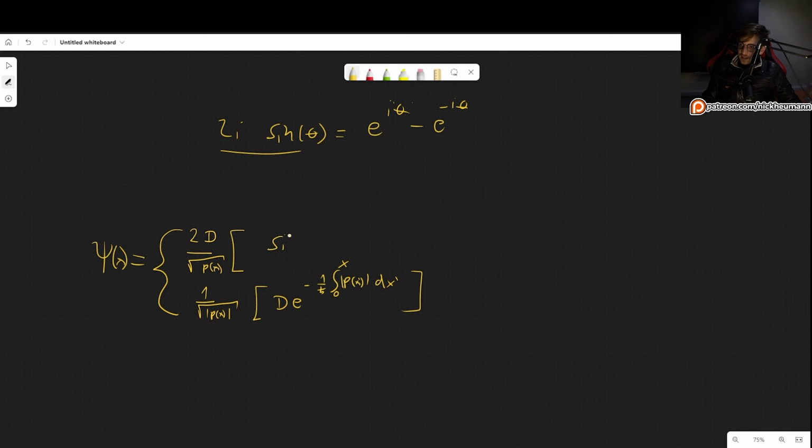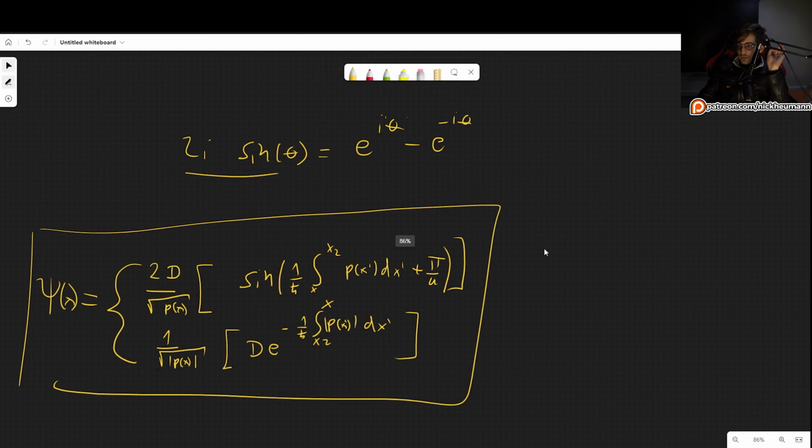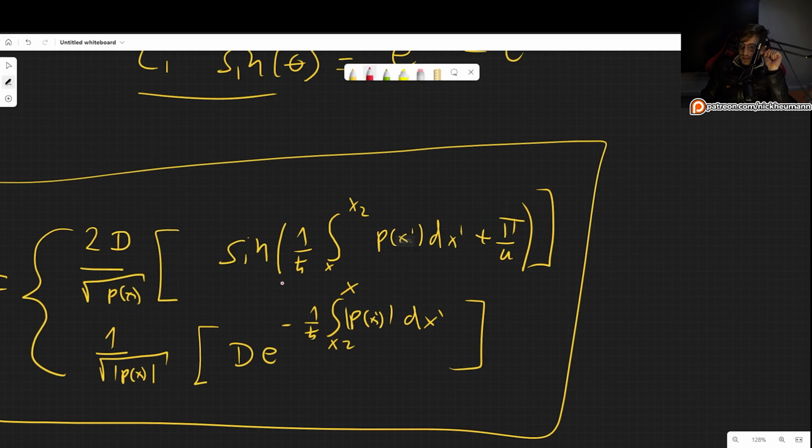So we get sine of, and now we have 1 over h bar, integral from x to x2, and then p of x prime dx prime plus pi over 4. And we close this and that. And in the lower integral, all that changes really is this x2 now that we are in a more general case. And these right here are the famous connection formulas. And notice that all we now have to do is solve this integral, and that's it.